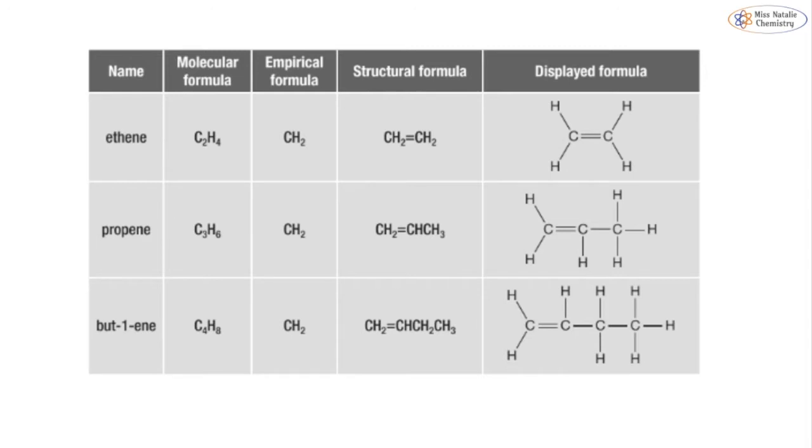So you can see here that we've got the same table, just slightly neater, where we have our first 3 members with our molecular, structural, and displayed formula. Notice that they also show the empirical formula, so that is the simplest whole number ratio. And in this case, the empirical formula is simply CH2, because we're always going to be able to divide down to get the simplest whole number as a 1:2 ratio between our carbons and our hydrogens.